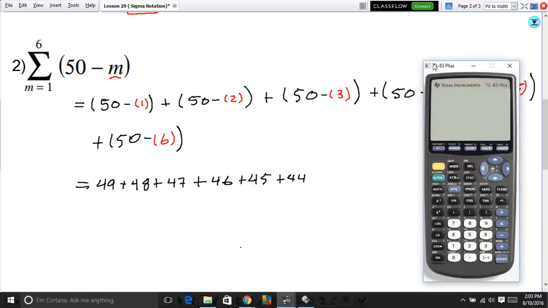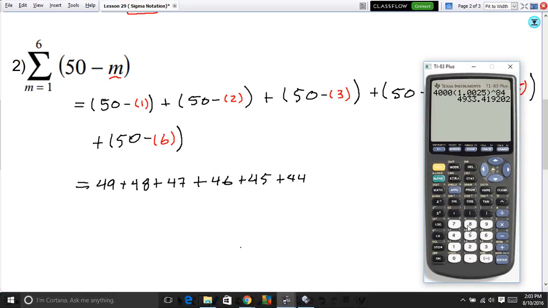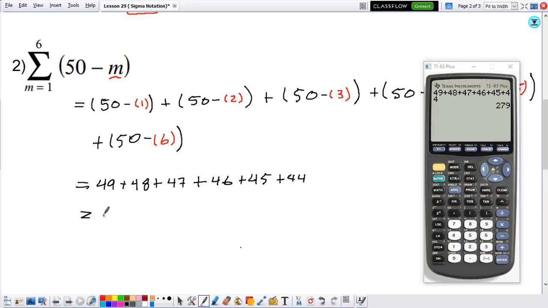Let's use our calculator to find our final answer. So now we're going to have 49. That's 48. And then we got the next number, 47. Then we follow by 46. Followed by 45. And lastly, 44. So that means our final answer is 279. This is our final answer. This is the evaluation of the sigma notation.